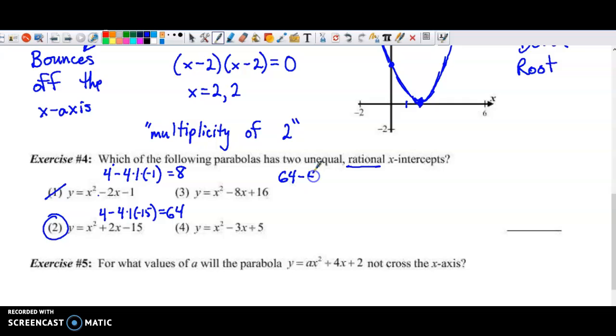64 minus 4 times 1 times 16. Oh, we're back at 0, so there's one equal root. And then this one would be 9 minus 4 times 1 times 5. 9 minus 20 is a negative number, so that's imaginary.